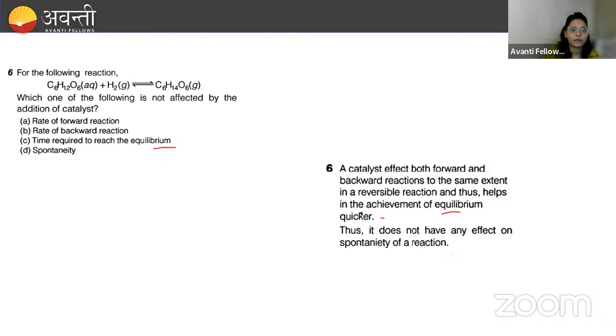So what does it not affect? Thus it does not affect the spontaneity of a reaction. So spontaneity, option D, will be our correct answer. Okay, so what does it do? A catalyst affects both the forward as well as the backward reaction, as well as the time required to reach the equilibrium, but it doesn't affect the spontaneity of a given reaction. So A, B, C, all three it affects, but spontaneity it does not affect.